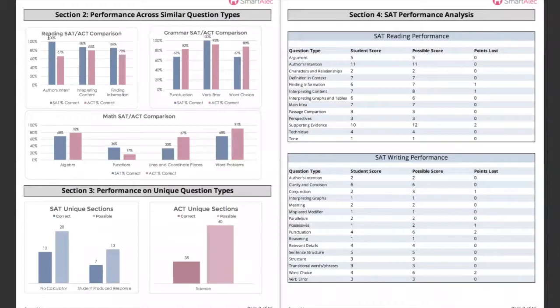What's interesting about this student is if you look, they liked the way the SAT was asking questions more, at least if you take into account their performance. So they did better on the SAT's version of author's intent, interpreting content, and finding information questions when it comes to the reading. And that's not necessarily true over here when we get to the grammar. It's kind of a mixed bag here. When it comes to punctuation, they liked the ACT style better, and the same with word choice. SAT a little bit for verb error.